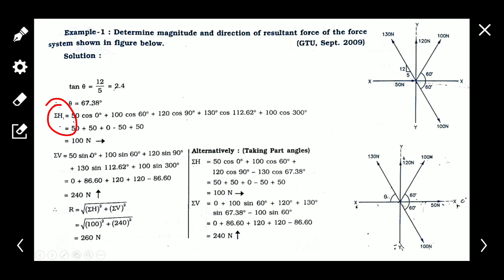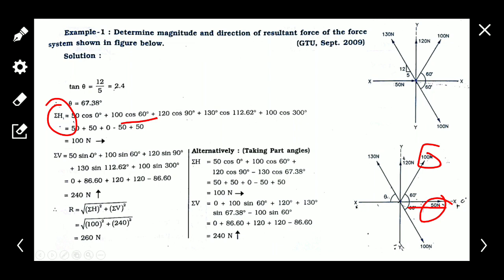So now we have the thetas of all forces, so we can directly get the horizontal components of all forces. First is the 50 Newton force. It is a perfectly horizontal force, so the angle it makes with the x-axis is 0, so the horizontal component is 50 cos 0, and cos 0 is 1, so the value is 50. We can directly write it as 50.